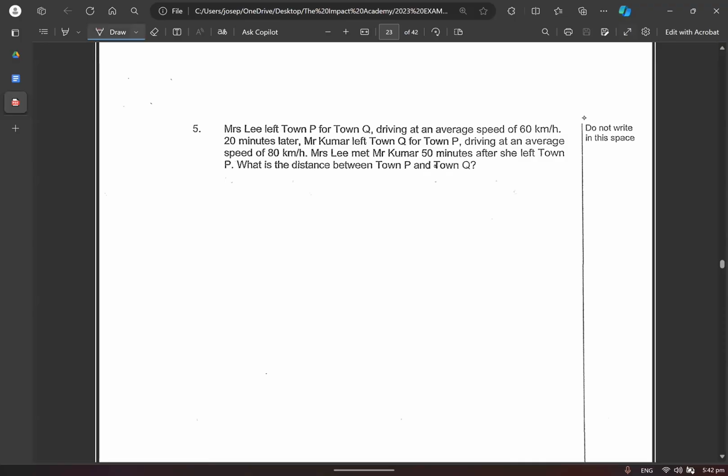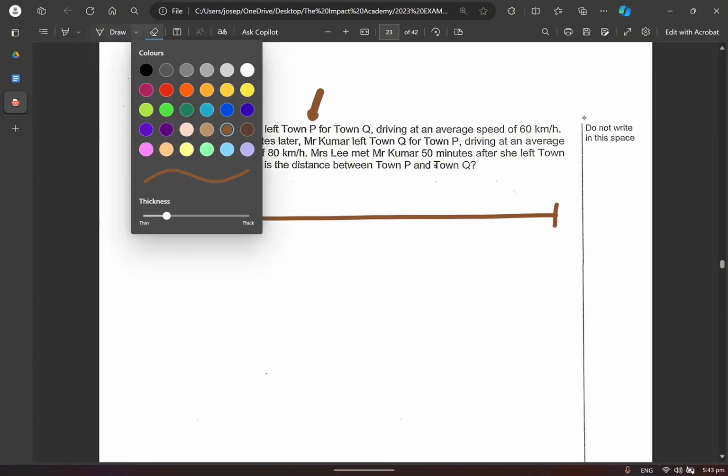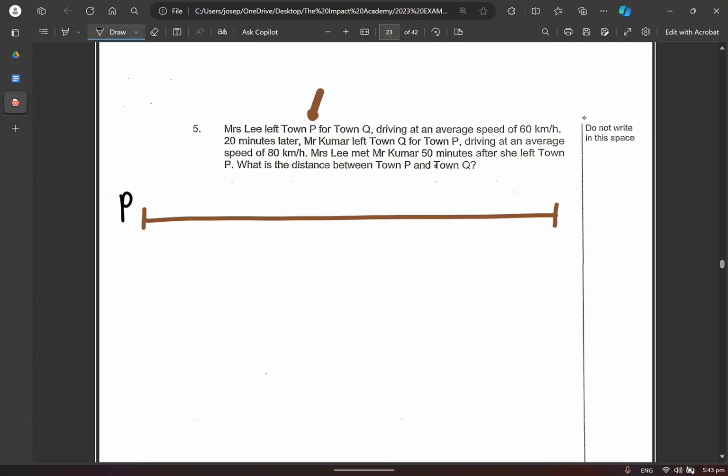Now what happens is that Mrs. Lee left town P for town Q. So what I want to do is, of course, draw a timeline. I want to show exactly what I want to show. I want to show that this is P and then this is Q. Am I making sense?